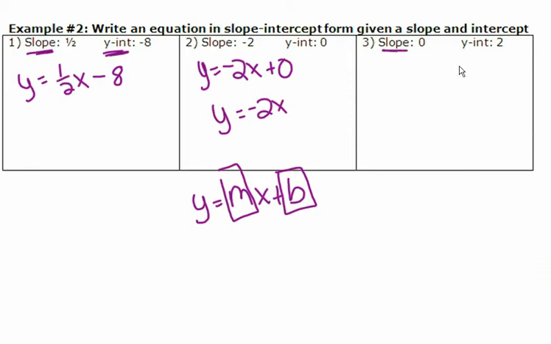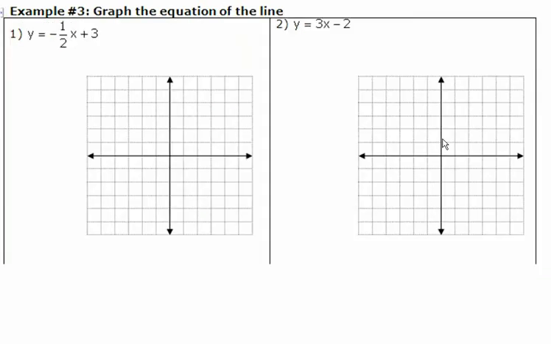So for 3, since my slope is 0 and my y-intercept is 2, I have y equals 0x plus 2. Now 0 times x is just 0, so this basically cancels out. So my equation in slope-intercept form is just y equals 2. So that was all writing equations in slope-intercept form.